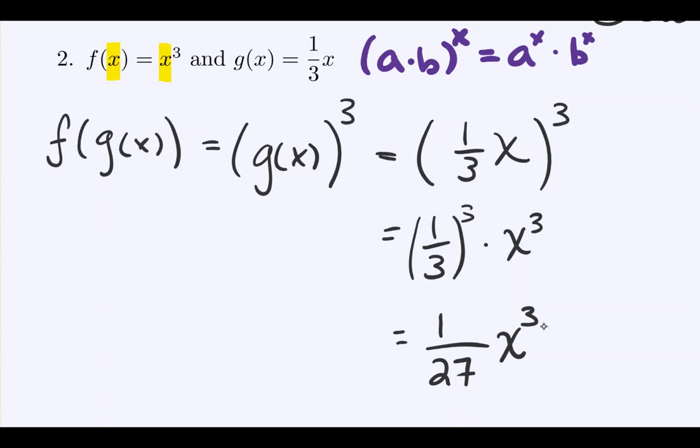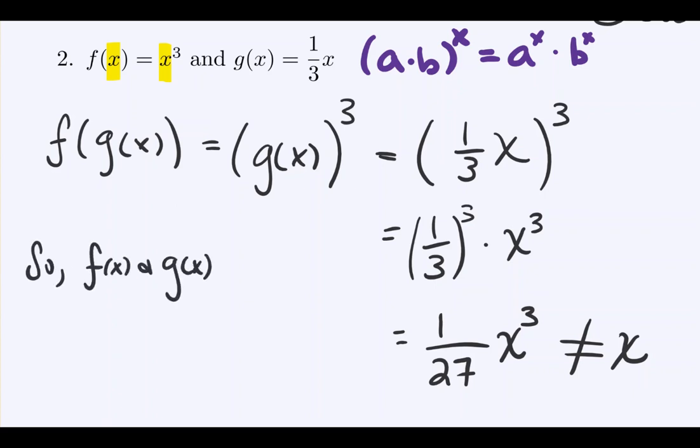So here we see that these are not inverses because this is not x. So we don't even have to check the other direction. If one of them fails, that's enough for the whole thing to fail. So we would say f of x and g of x are not inverse functions of each other.